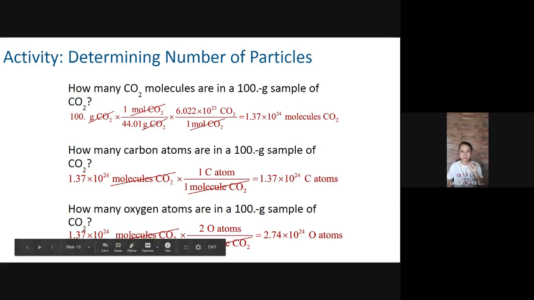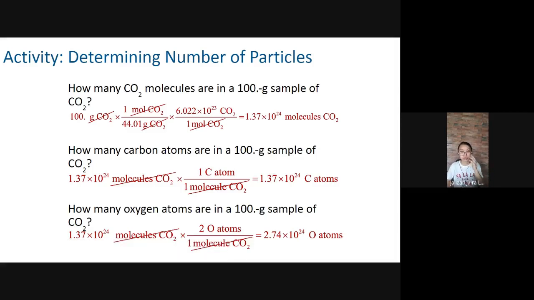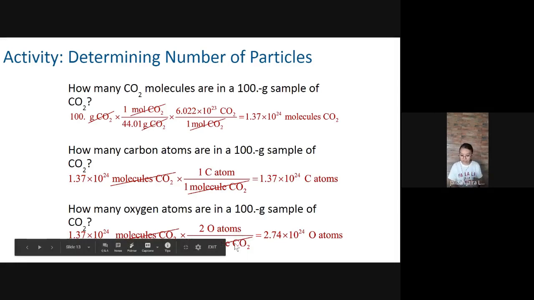How many oxygen atoms do you see in the formula? CO2. So therefore, it is 2. That's why we have 2 atoms here. Because for every one molecule of CO2, you can see in the formula that there are 2 oxygen atoms. So after that, simply multiply these two together. So 1.37 times 10 to the 24th times 2 atoms, and you get this particular number.